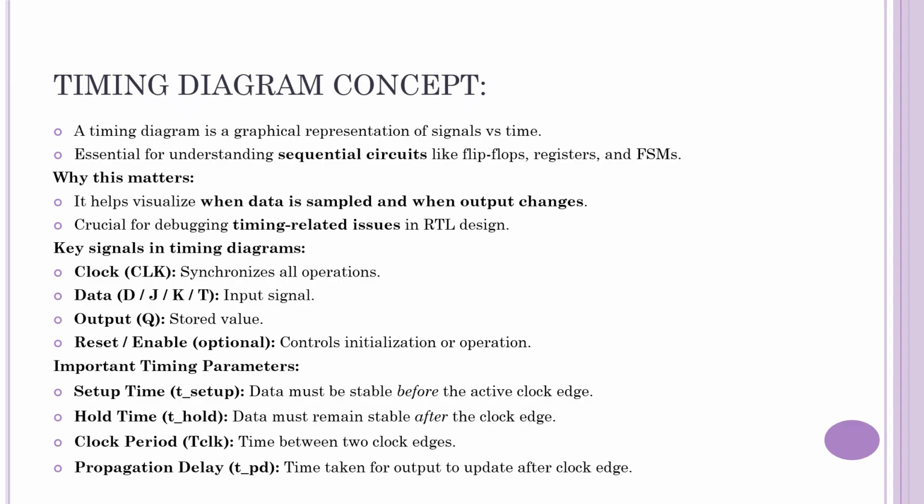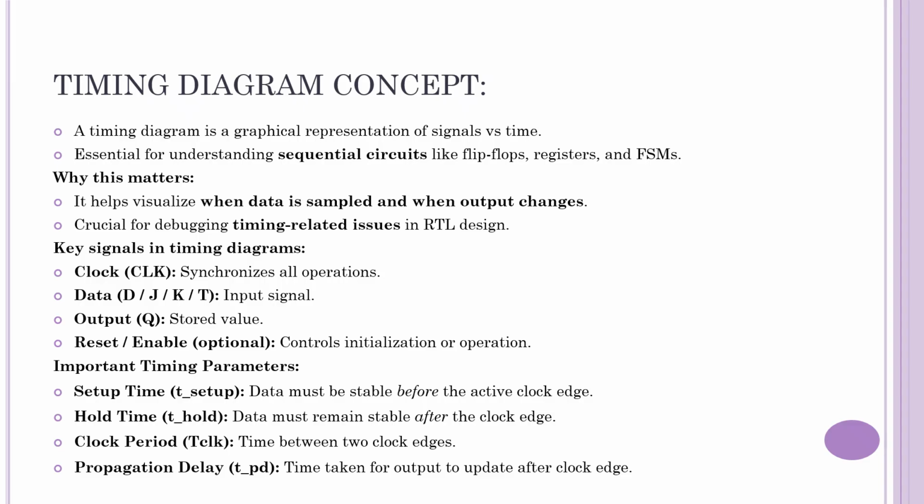Now, let's talk about something absolutely critical in digital design, the timing diagram. So, what is a timing diagram? It's simply a graphical representation of signal versus time. It shows how the clock, input, and output change over time. And if you are working with flip-flops, registers, or FSMs, timing diagrams are not optional, they are essential because sequential circuits are all about when things happen, not just what happens.